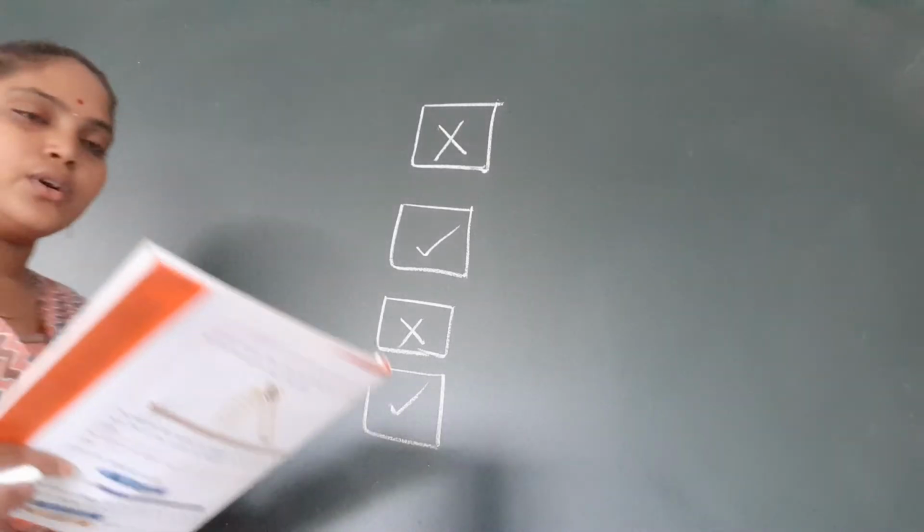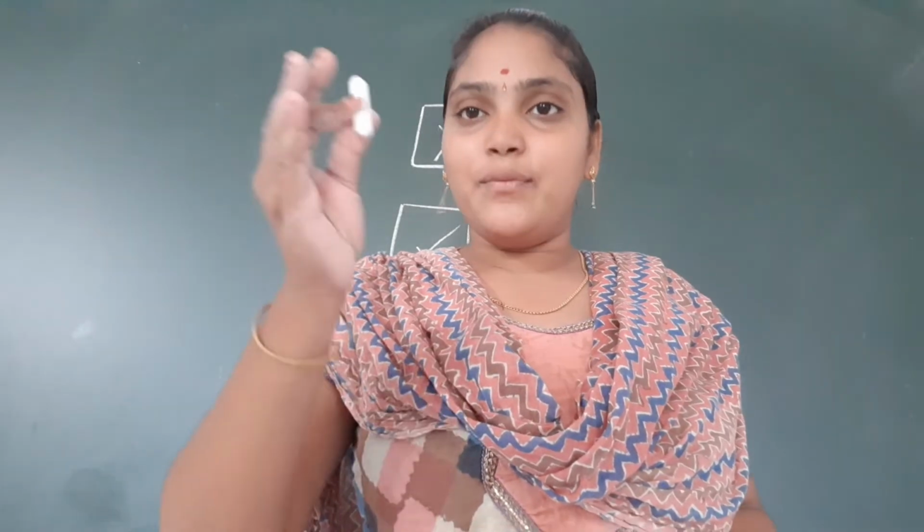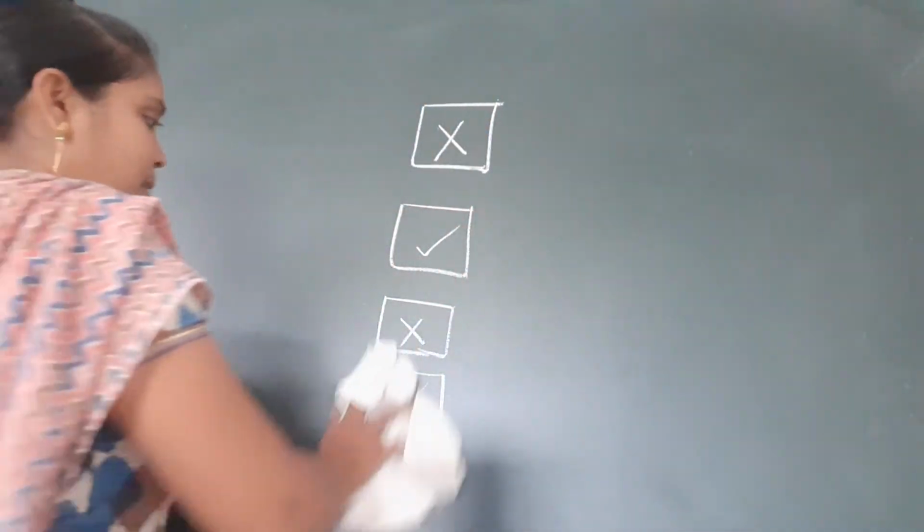To compare length, we need at least two objects. Can we compare only this chalk piece, children? No. We need one more object, and then we can compare. To compare length, we need at least two objects. Next, look at the pictures below. Children, if it is two objects, we use shorter and longer.